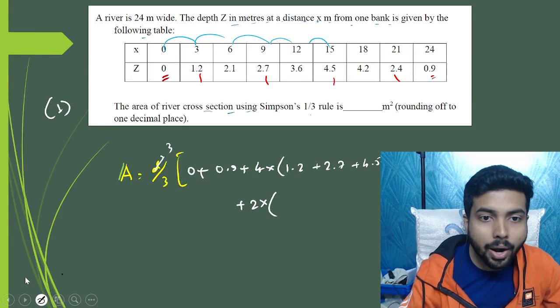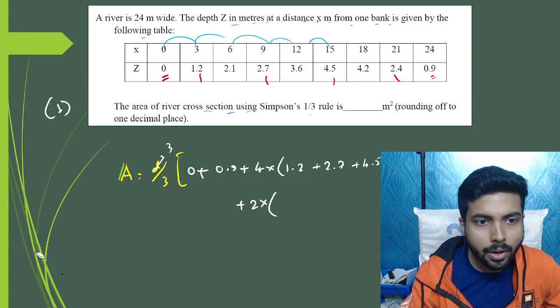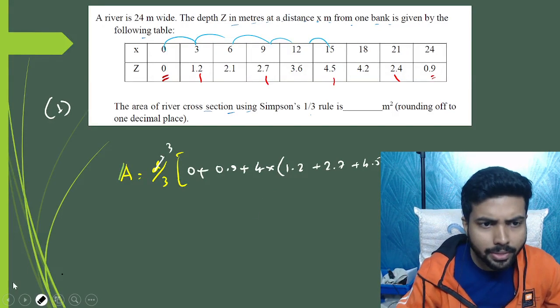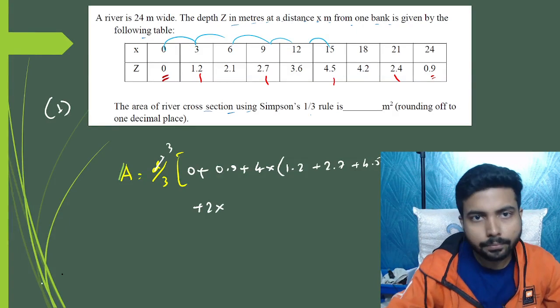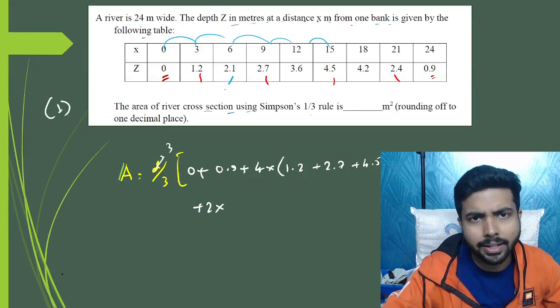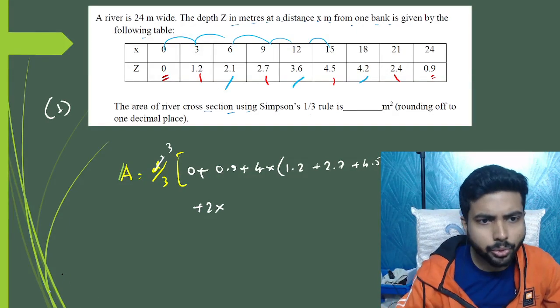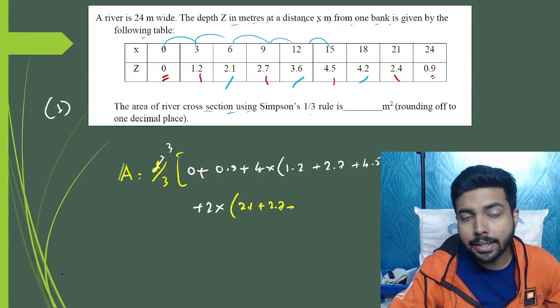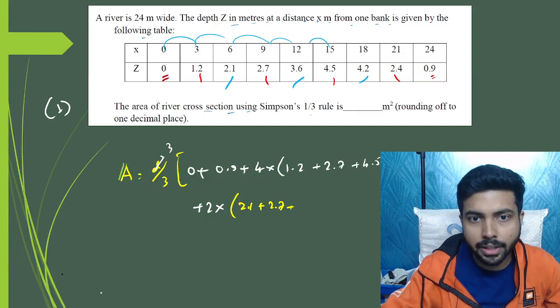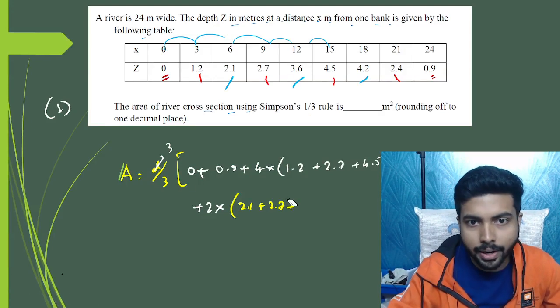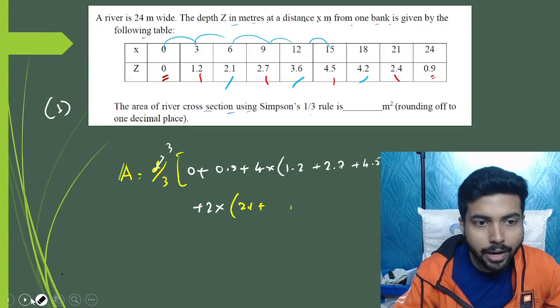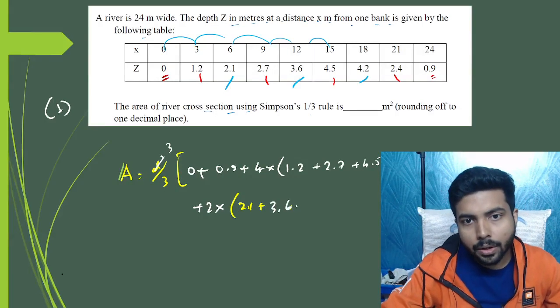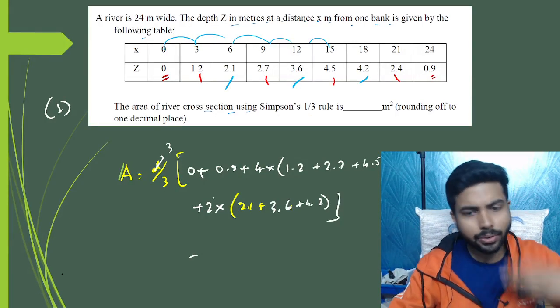Except them, whatever are the other ordinates, like what you are getting over here is the third one, for example, the third one, I mean the remaining, right? Third one, fifth one, and seventh one, whatever. So it is 2.1, 3.6, and 4.2. This is the answer basically.